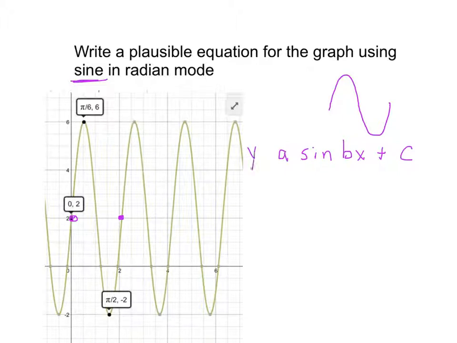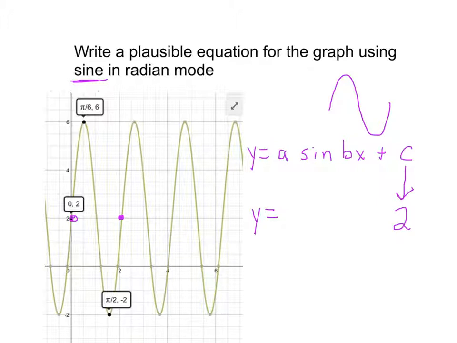And y equals, I'll put y equals. Okay, what's the first thing you notice about this sine graph? Where does sine usually start? It starts at 0, and where did I start? 2. So what does that change here? The c is going to be 2. I shifted it up 2.